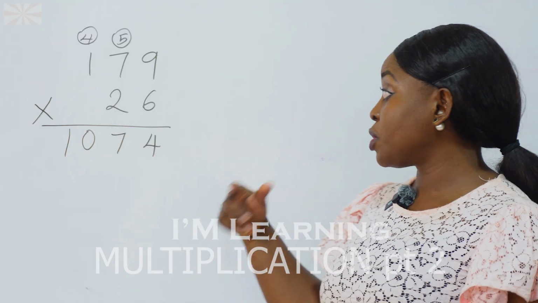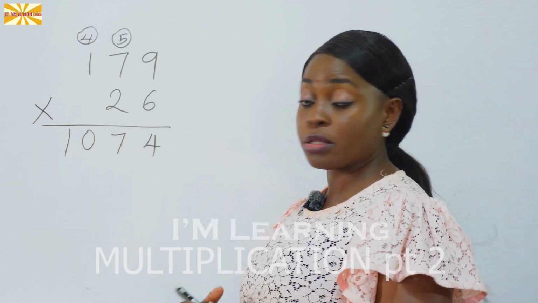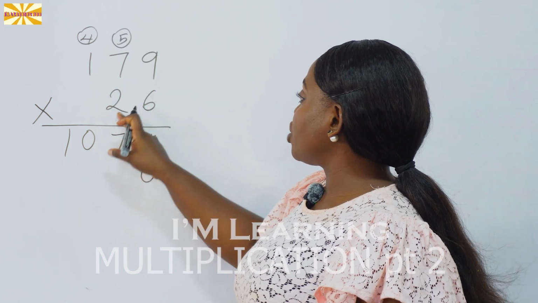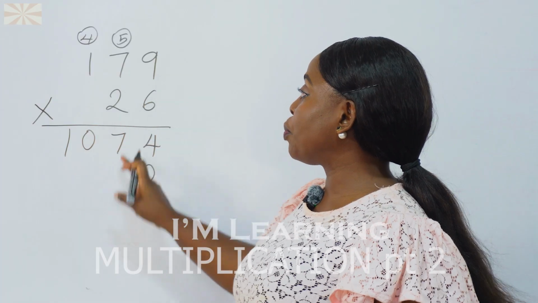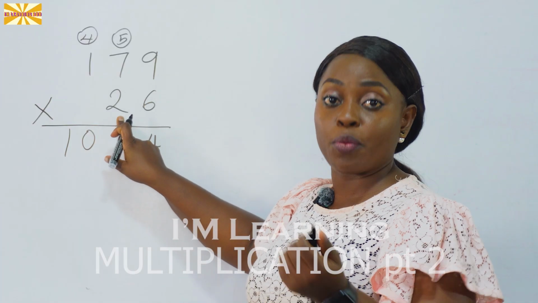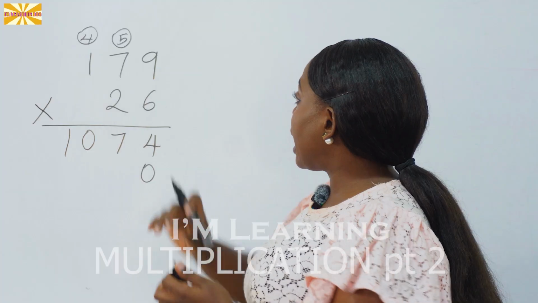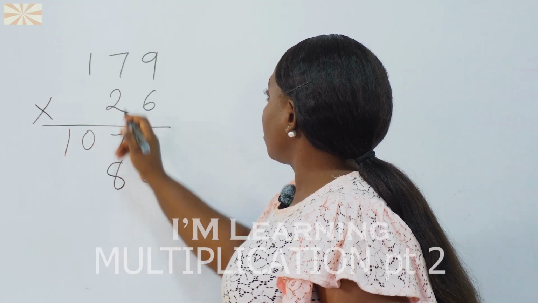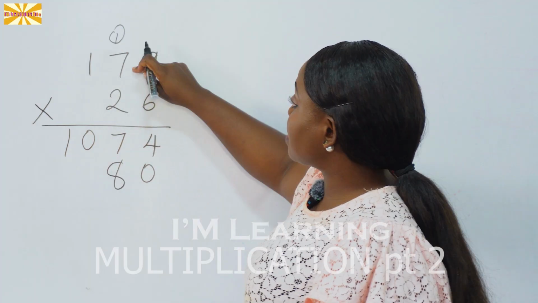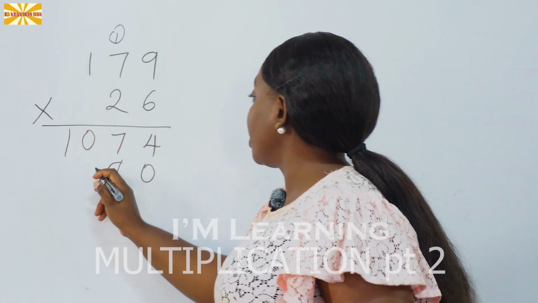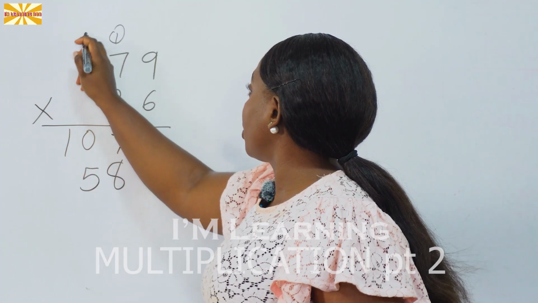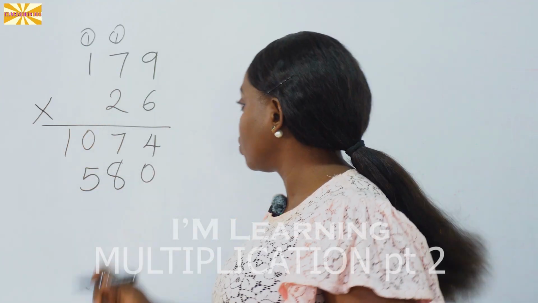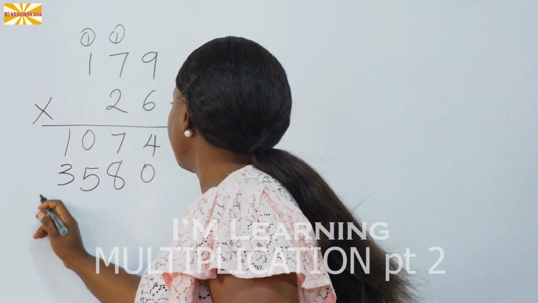Now, before we use 2 to multiply the top, remember to put a placeholder here. Because the first number that you're multiplying by 2 must stay in the same position as the number that you're multiplying by, which is 2. So 2 times 9 is 18. 8 will carry 1. 2 times 7 is 14, plus the 1 that we carried is 15. 5 will carry 1. 2 times 1 is 2, plus exactly the 1 that we carried, which is 3.